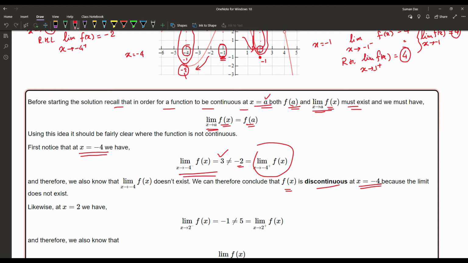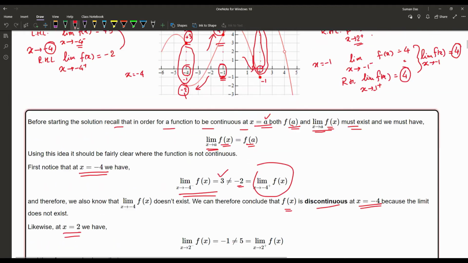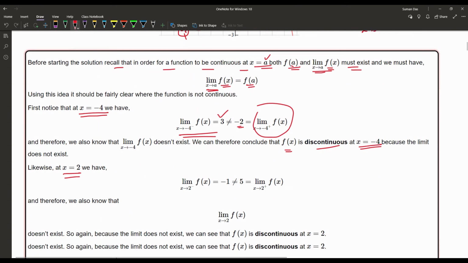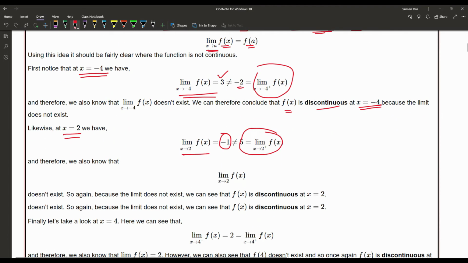Now once again we are checking the value at x equal to 2. The left hand limit gives us the value -1 and the right hand limit gives us the value +5. Just check, our left hand limit is giving us the value -1, and for the right hand it is different. So the left hand limit and right hand limit are different, and the function f(x) is discontinuous at x equal to 2.